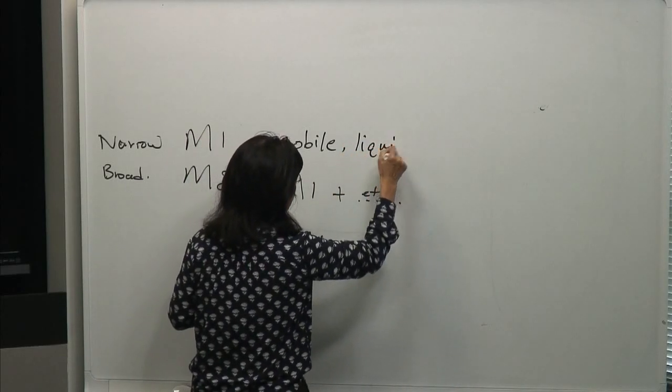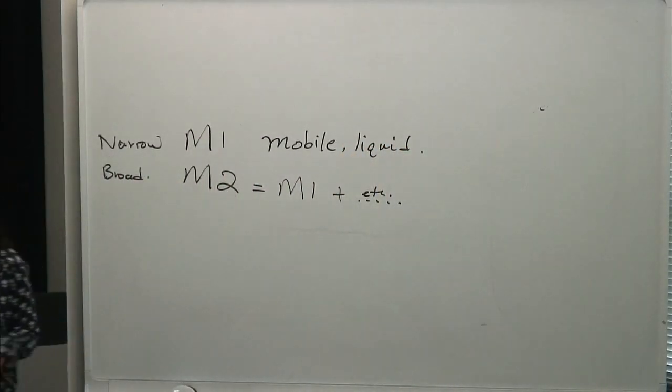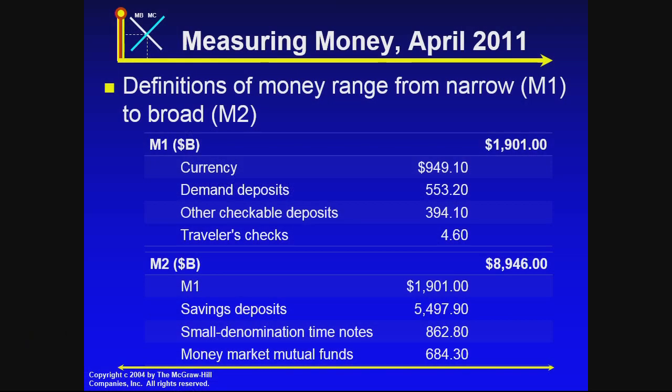Liquid. What does the word liquid here mean? It means that you could easily change it into, convert it into cash. For example, all these things are true.